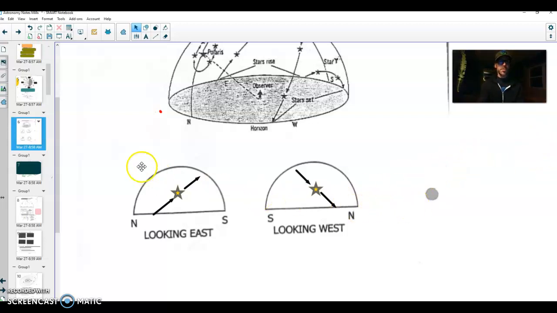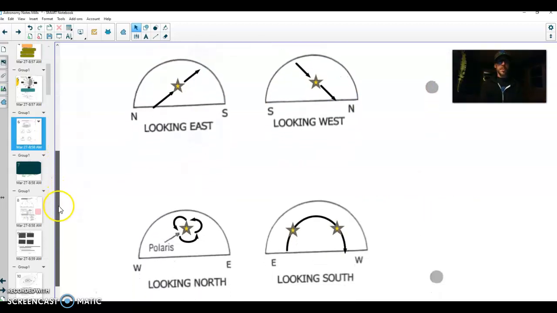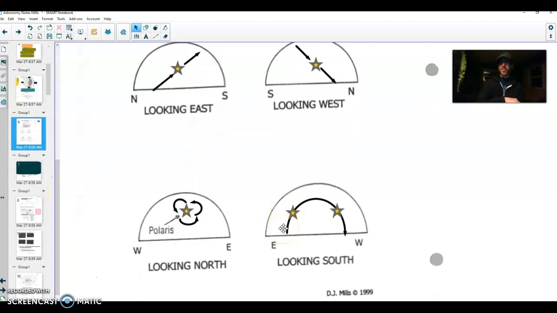If we are to look south, I want to jump to here. The stars will make an arch across the sky, the same as what the sun does. So they'll rise, they'll hit a high point. We don't call it noon because they're stars, but it'll reach some high point in the sky, and then it will set. And then if we're looking north, the stars will appear to go around in circles, and they're going to go around the star Polaris, because Polaris is above our axis of rotation, which we covered when we covered latitude and longitude.